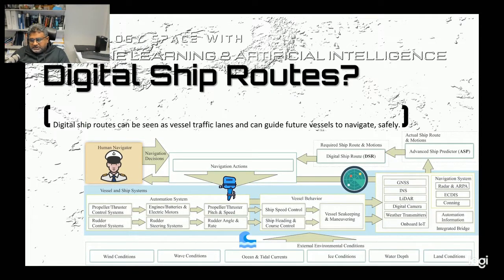The second proposed technology would be digital ship routes. The digital ship routes can be seen as vessel traffic lanes that can guide future vessels to navigate safely. This digital ship route could display the required ship routes and motions. Since we have these required ship routes and motions from the digital ship routes, and the actual ship route and motion from the advanced ship predictor, the ship navigator can compare the required and actual ship routes and motions and make navigation decisions based on that comparison. These navigators could be human navigators as well as digital navigators in future vessels.